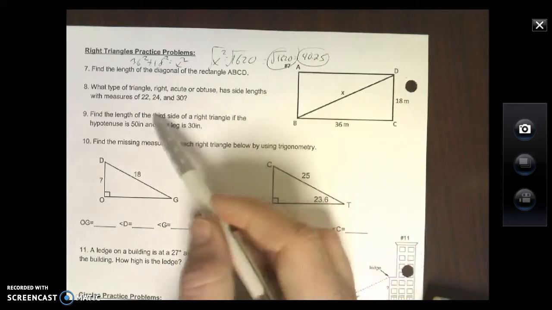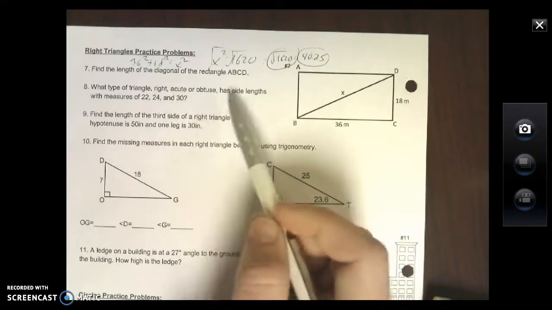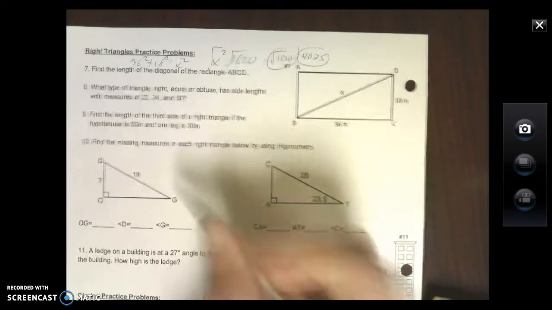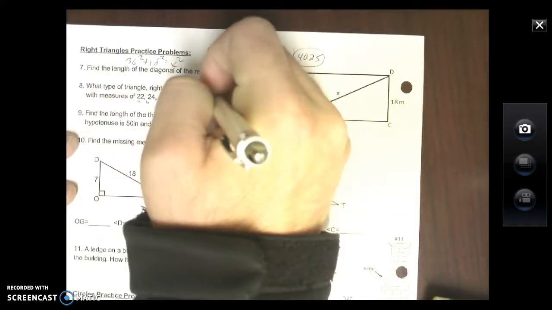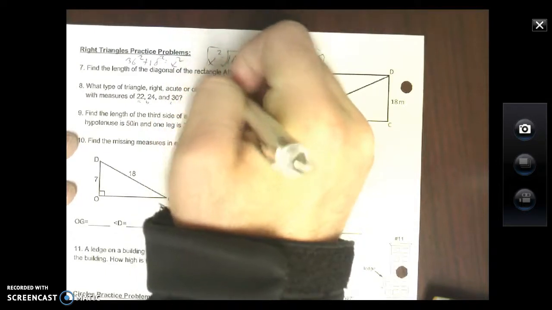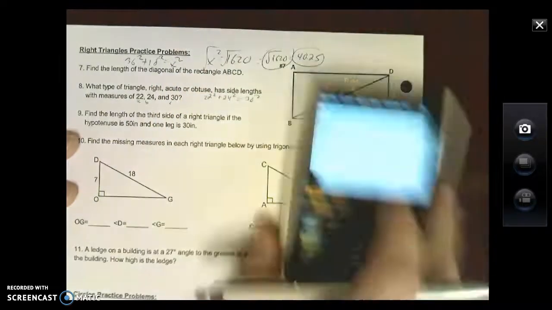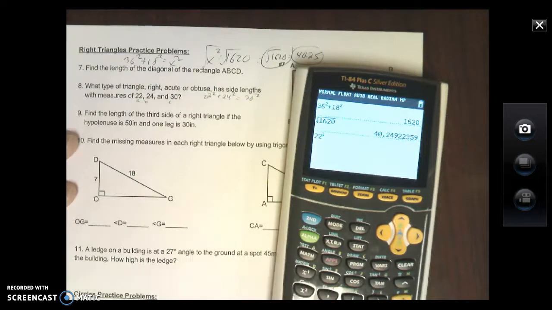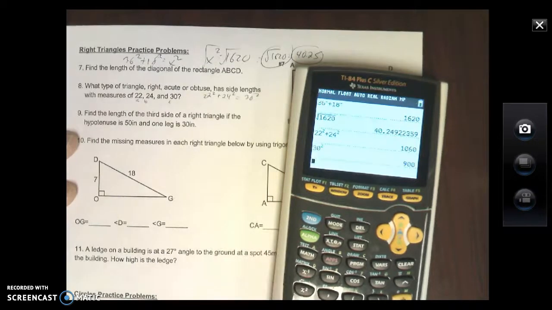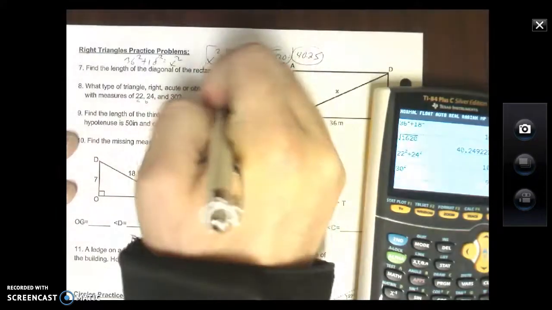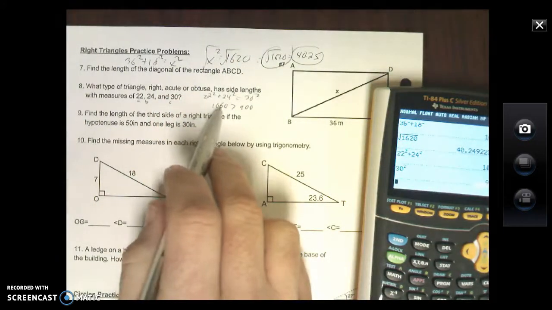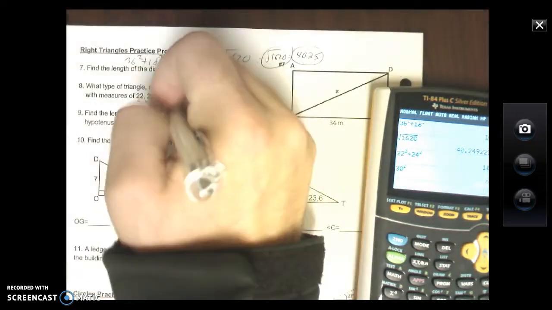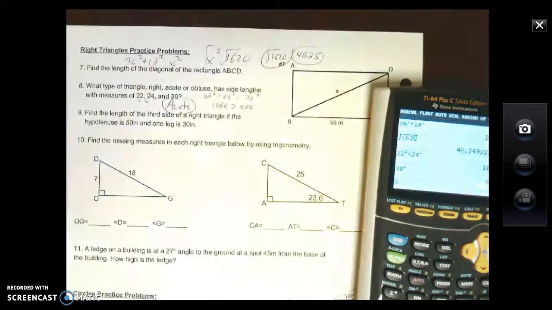What type of triangle, right, acute, or obtuse, has side lengths with measures 22, 24, and 30? We're just plugging things into the Pythagorean theorem converse. Here's your A, B, C. 22 squared plus 24 squared, see if it equals 30 squared. So I'm doing 22 squared plus 24 squared, and then 30 squared is 900, so we got 1060 is greater than 900. So my A squared and B squared added together is larger than my C squared. That makes this acute. An acute triangle.